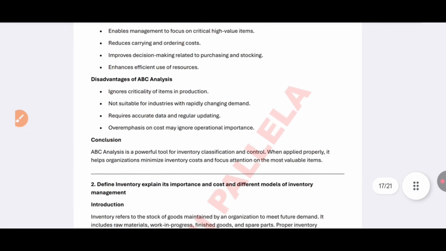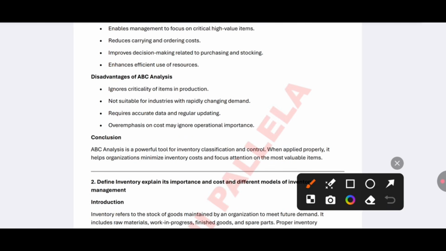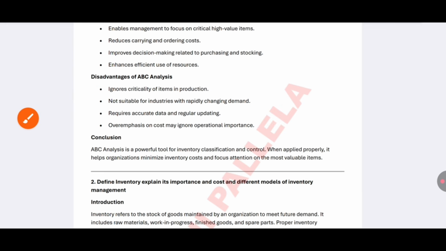There are a few disadvantages also. What are the disadvantages? First one, it ignores the items that are production critical. It is not suitable for all industries. It requires accurate data. If data is not accurate, you cannot perform this ABC. Next one, over-emphasizing on the cost. So cost is more important in this.